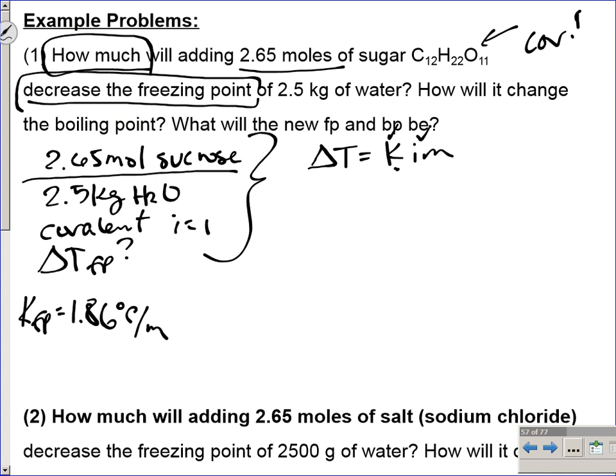Okay, so take my 2.65 moles of sucrose, which is my solute, divide it by the 2.5 kilograms of water, and I get molality. You guys are going to have to tell me what that is here.